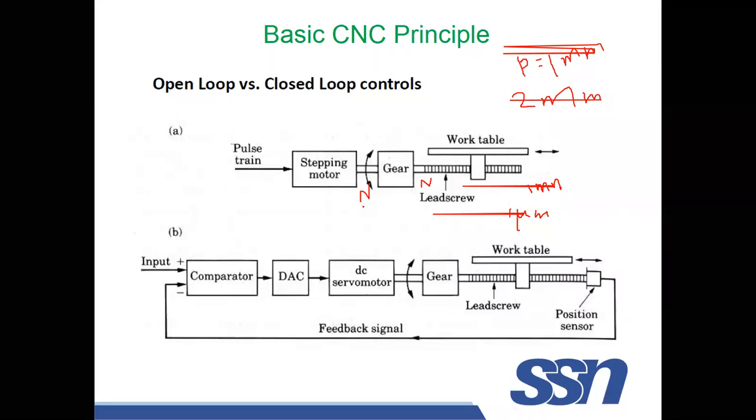This is an open loop system. What is an open loop system? We are not ensuring how much distance the work table is moving for one complete rotation of this particular shaft. We are not checking it, so it is an open loop system.